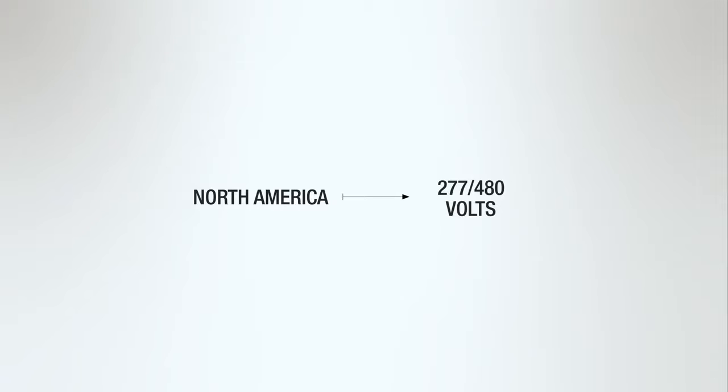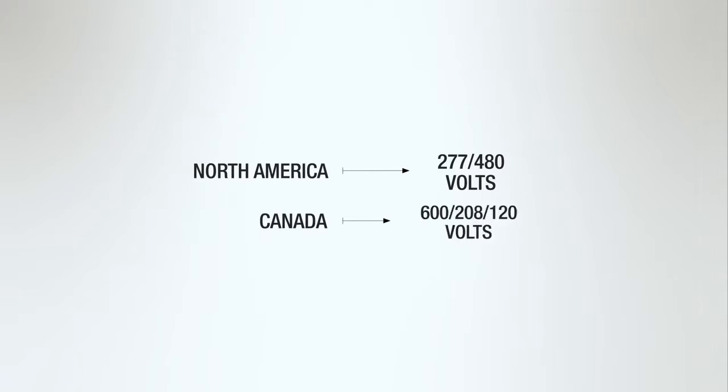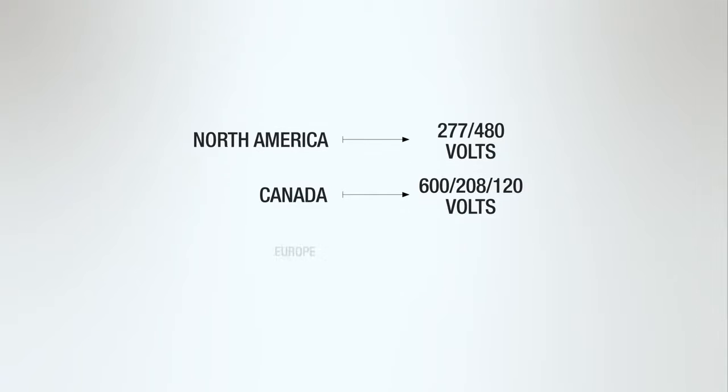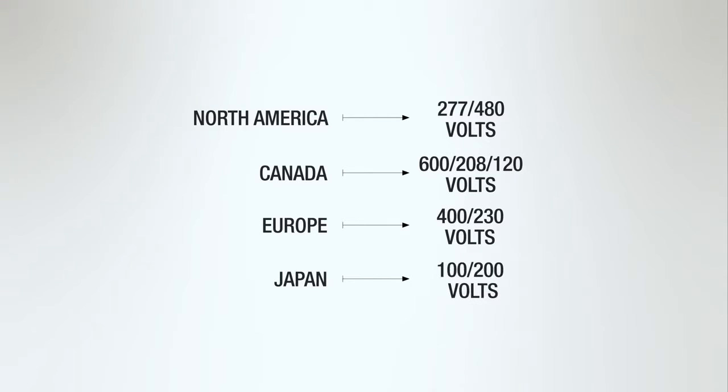Even though 3-phase power may be distributed throughout the data center, only single-phase power needs to be supplied to any individual device. Voltages vary in different regions of the world. For example, Canada uses 600, 208, and 120 volts, where Europe uses 400 and 230 volt systems, and in Japan they use only 100 or 200 volts.